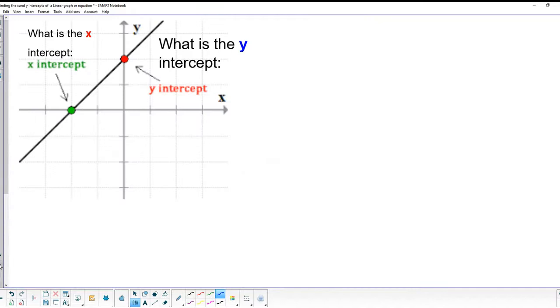All right, let's try a couple more. How about the x-intercept in this problem? Well, the x-intercept is back 2 and up and down 0, so that's going to be (-2, 0). And the y-intercept, well, that's straight up 2 and over 0, so that's going to be (0, 2). That is the y-intercept on that particular example.